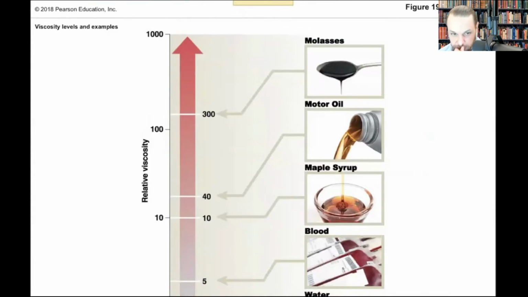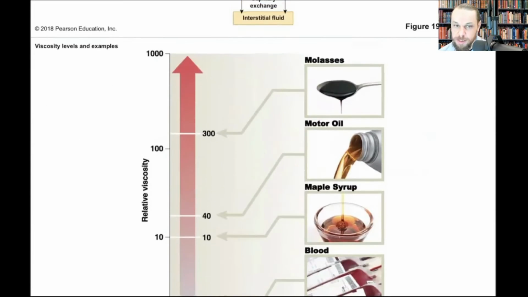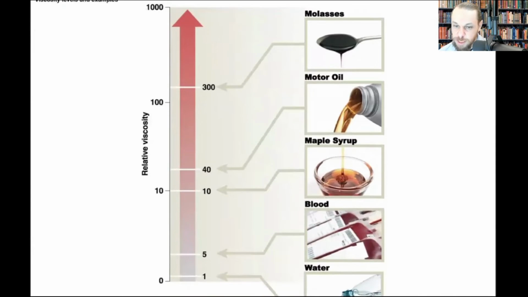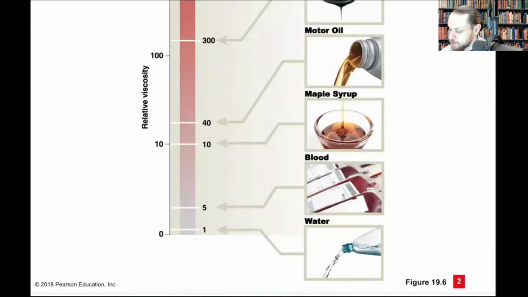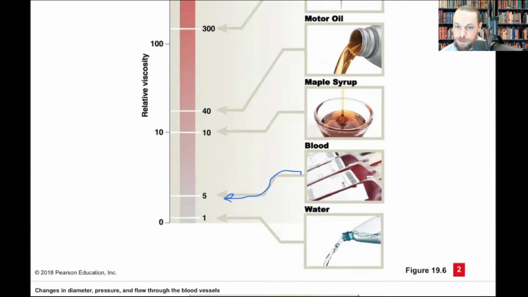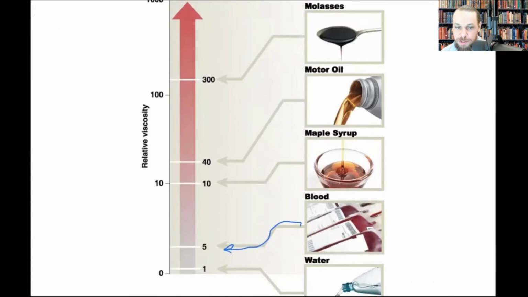So this just shows you the viscosity of different fluids, and blood is relatively viscous. It's not as viscous as water. That's why, when we give you IV fluids, it's not as good as blood. So those who have heavy losses will need blood transfusions, but it's still viscous.